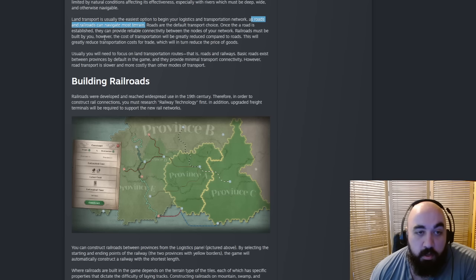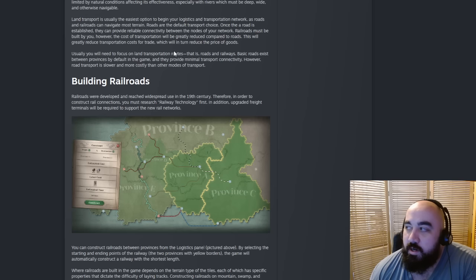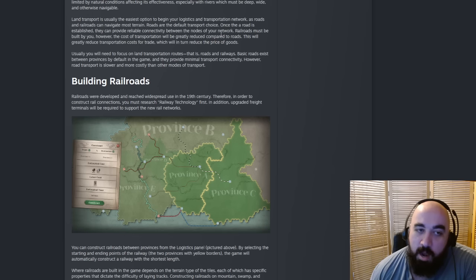Railroads must be built by you, however. The cost of transportation will be greatly reduced relative to the roads. You have to build the railroads? Not the capitalists? I don't think I like this in terms of a simulation. It's going to give you a lot more control. It's going to be a lot more micromanagement heavy. But capitalists built a lot of the railroads.